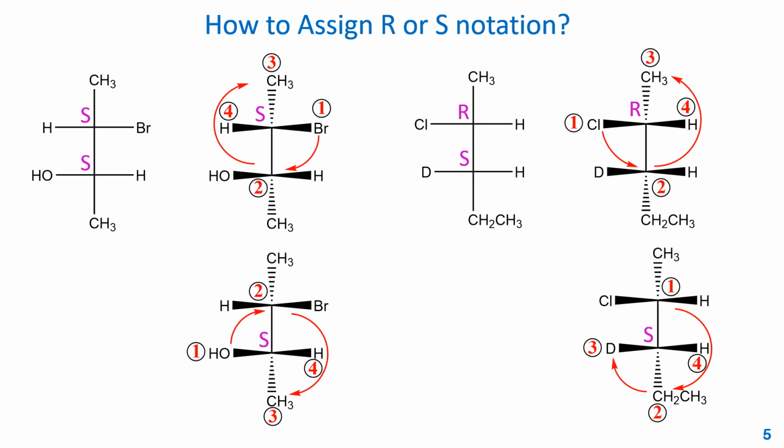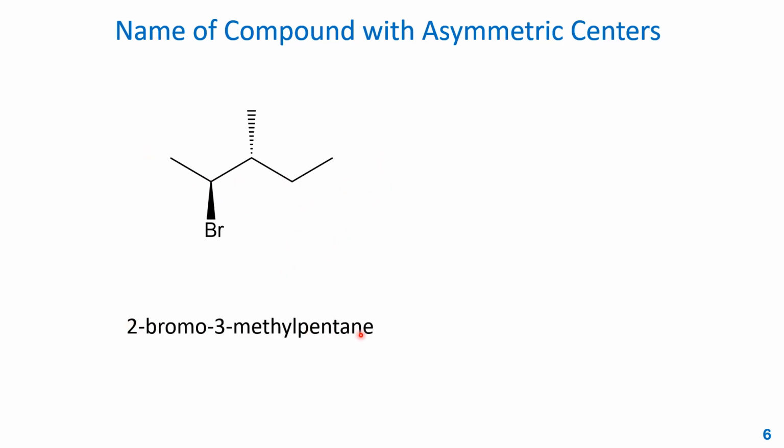Now, this could be another kind of question: how to name a compound with asymmetric centers. For example, if you have this molecule with 2 asymmetric centers, how to name it? First, we can just base it on the normal naming, giving the name based on just the substituents. The numbering is 2-bromo, 3-methyl, and a pentane, not worrying about the absolute configuration now. But then you have to figure it out.